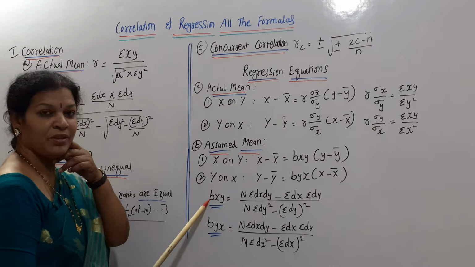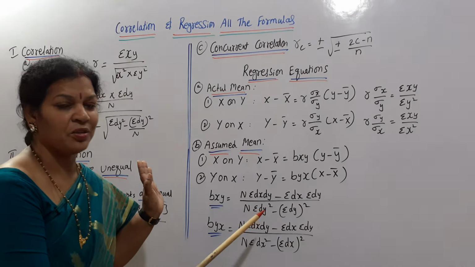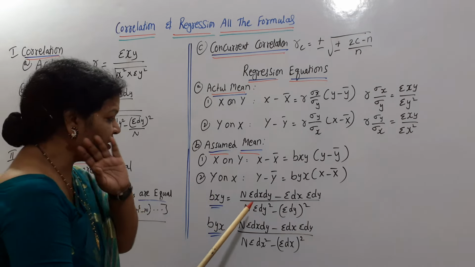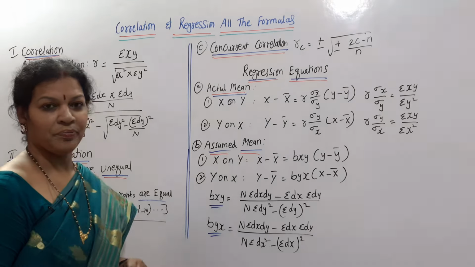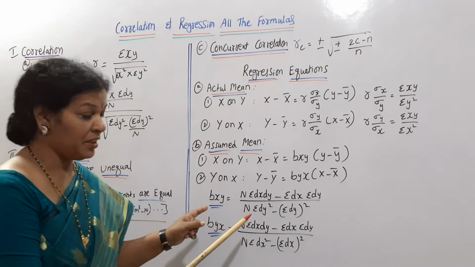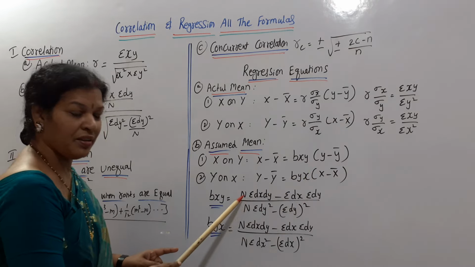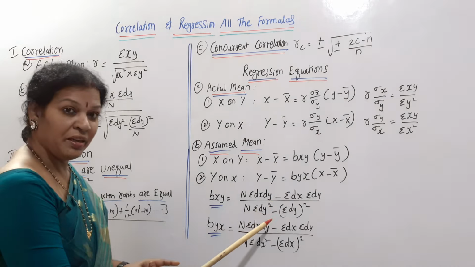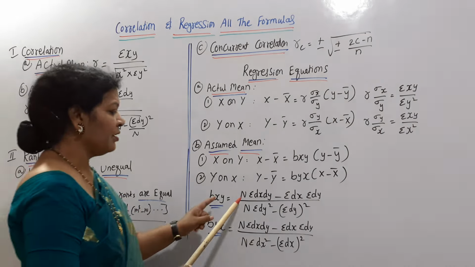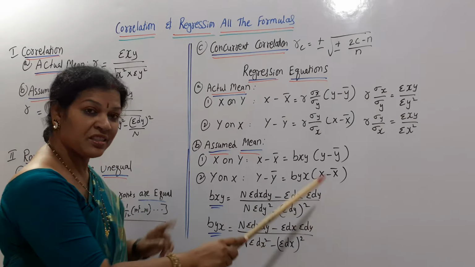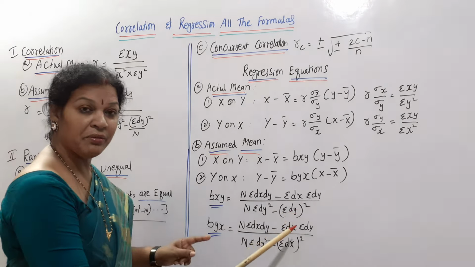For bxy, what is the formula? This is lengthy, but if you understand it, it's not tough. What is the formula for bxy? N into sigma dx into dy minus sigma dx into sigma dy, divided by n into sigma dy square minus sigma dy whole square. Once again, n into sigma dx dy minus sigma dx into sigma dy, divided by n into sigma dy square minus sigma dy whole square.